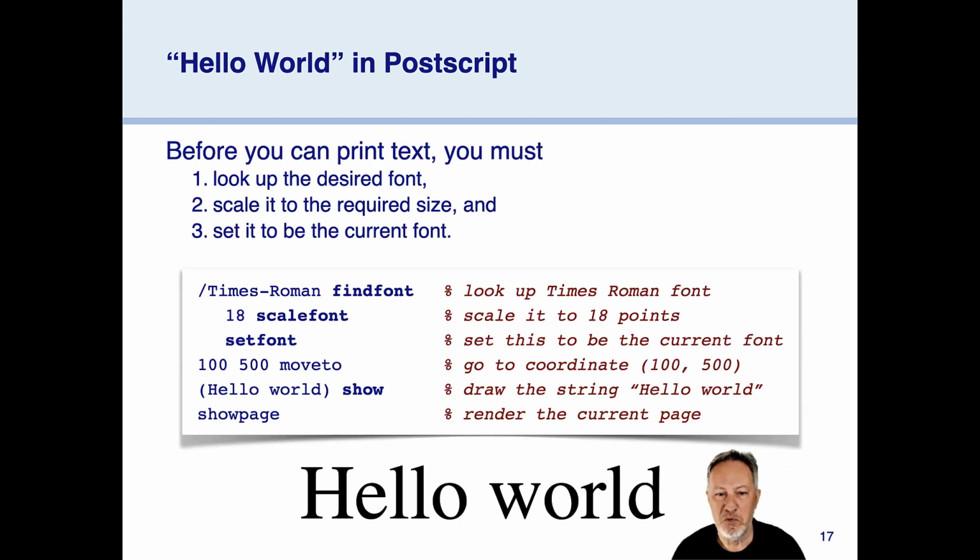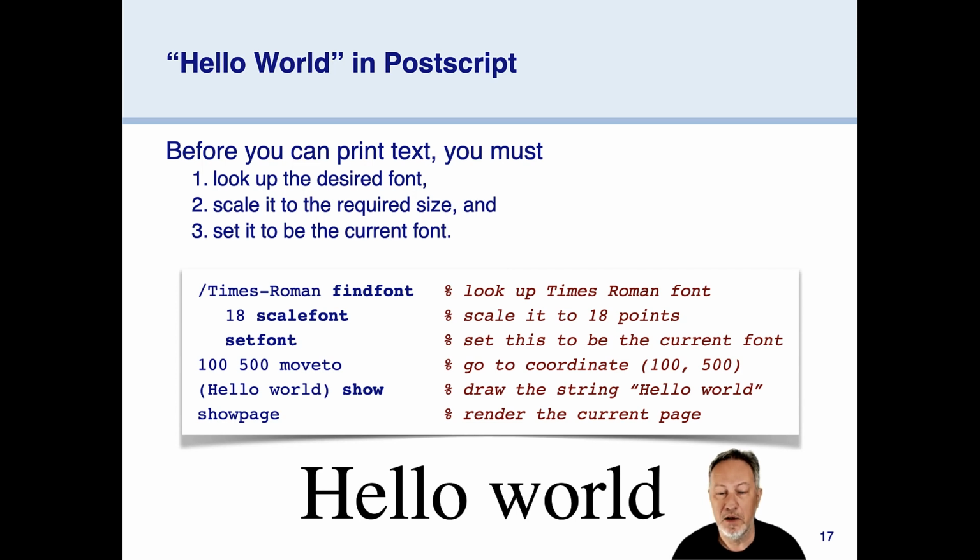Now we can do Hello World, which is a little bit more complicated than it is in many other languages. To actually print Hello World on a piece of paper, we have to do some additional work. We need to pick a font, a typeface, look it up, scale it to the right size, set it to be the current font, then figure out where on the page we want to print it, print that text, and then show it, and then finally produce the output page.